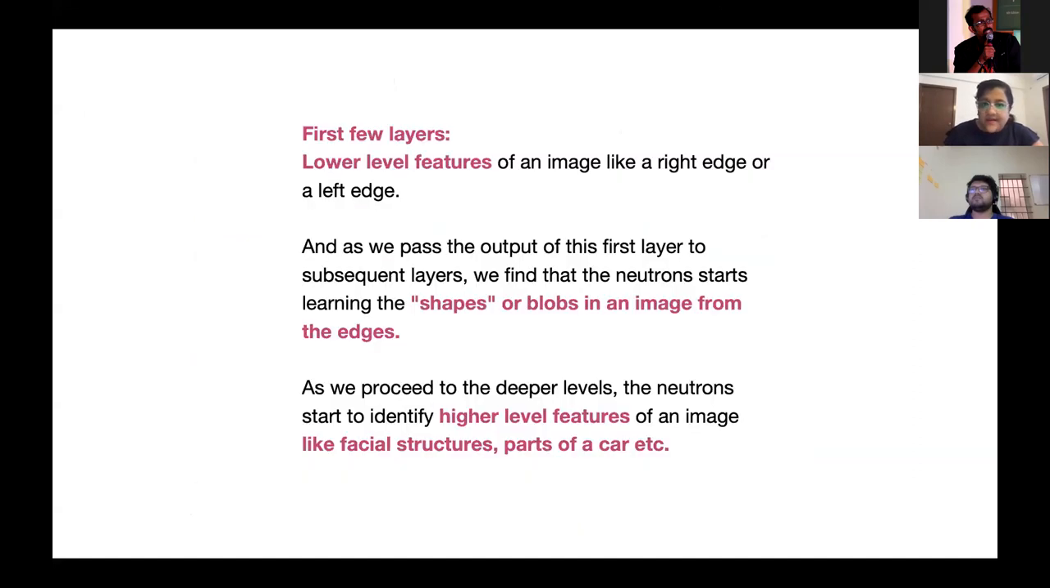So this is what you are basically saying. Lower level features, you have a right edge or a left edge, and then you put everything together, you get some shapes or blobs, and then you have some higher level features. When I'm looking at a face, probably I can see an eye, I can see a nose, I can see a mouth, and going to put together and say, okay, fine, this is a face.